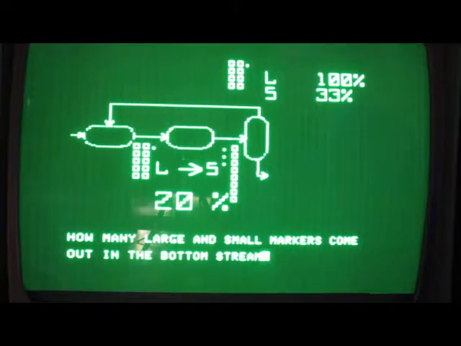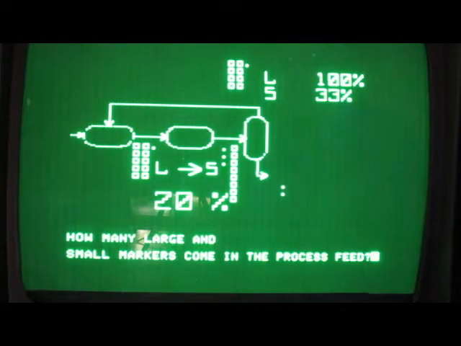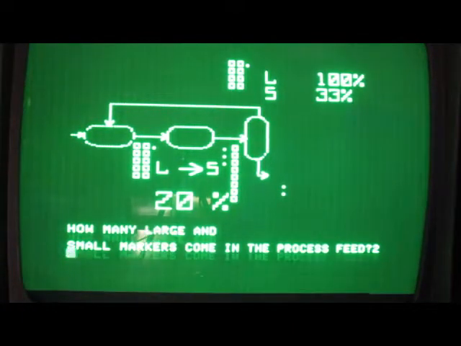How many large and small markers come out in the bottom stream? Well, there'll be no large ones and there'll be 2 small ones. How many large and small markers come in the process feed? Well, there have to be 2 large ones come in and no small.